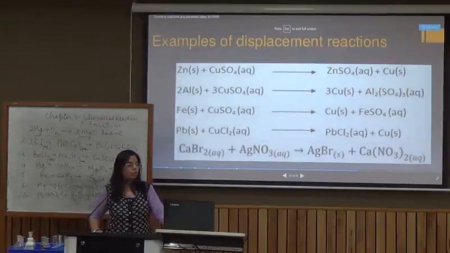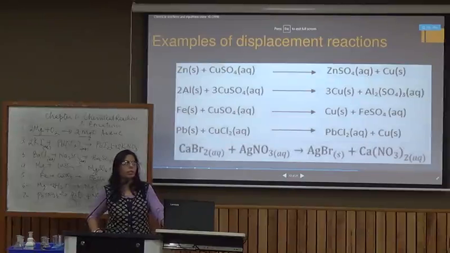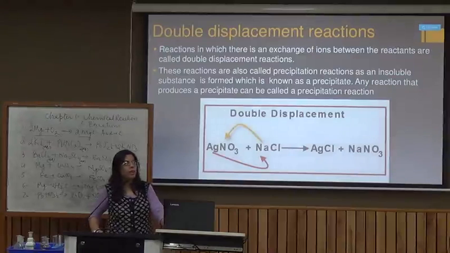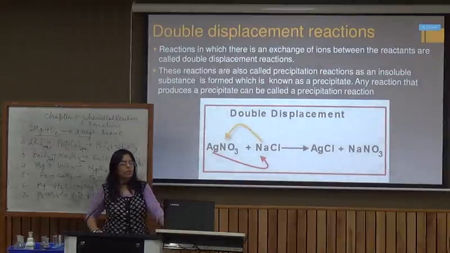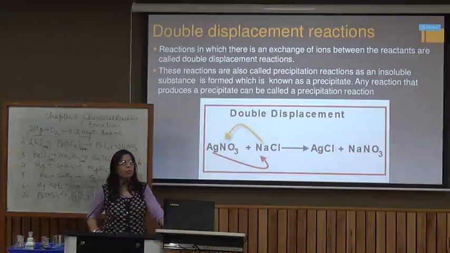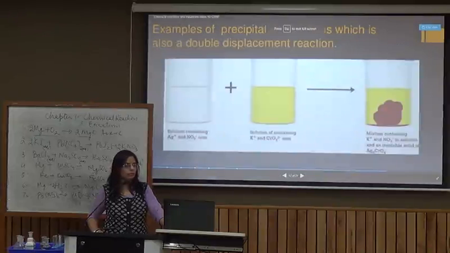This is calcium bromide reacting with silver nitrate, producing silver bromide and calcium nitrate, and this is not a displacement reaction, it's a double displacement reaction. So let us look at double displacement reactions. Reactions in which there is an exchange of ions between the reactants are known as double displacement reactions, and these reactions are mostly precipitation reactions also, because an insoluble substance is formed which is known as a precipitate. Any reaction that produces a precipitate can be called a precipitation reaction.